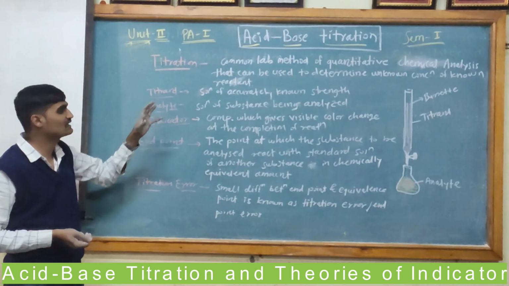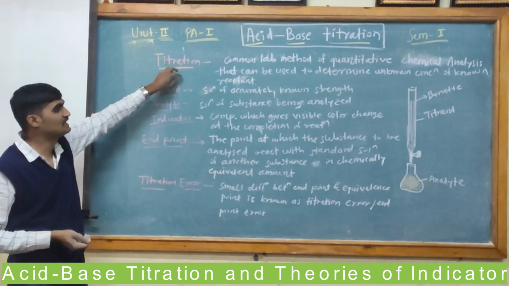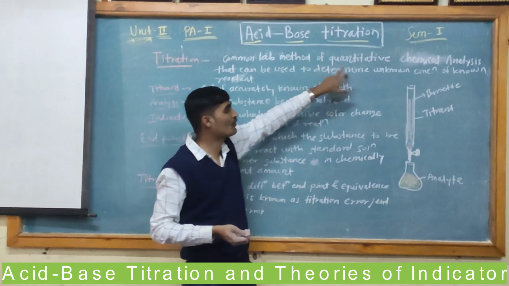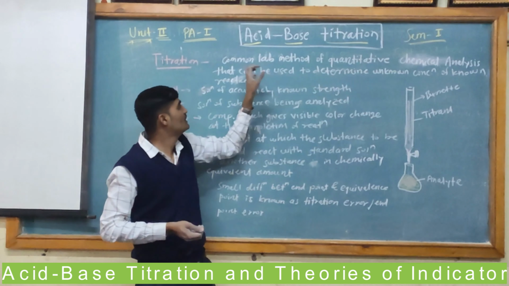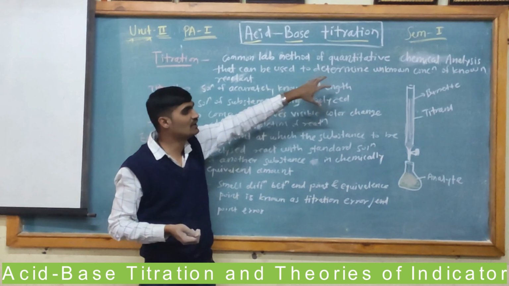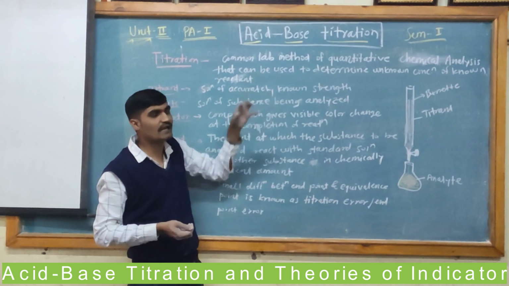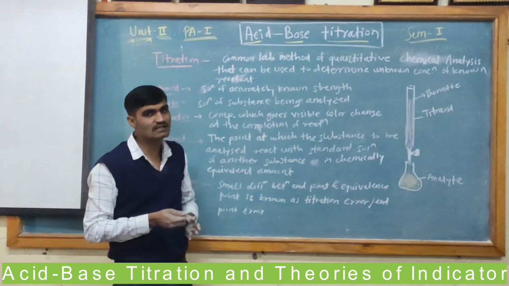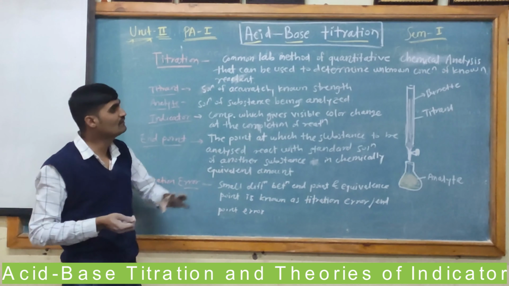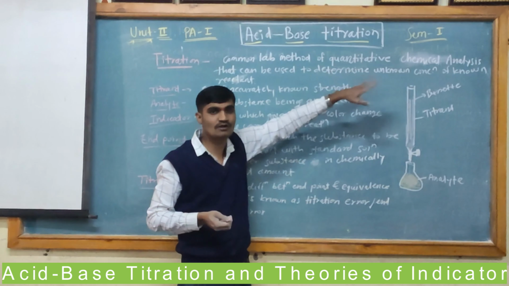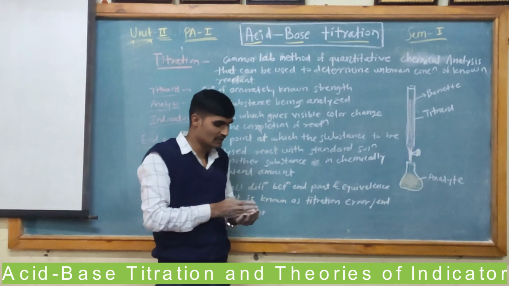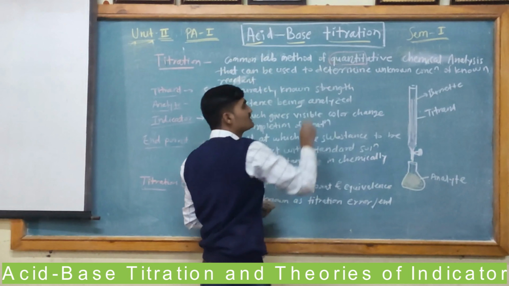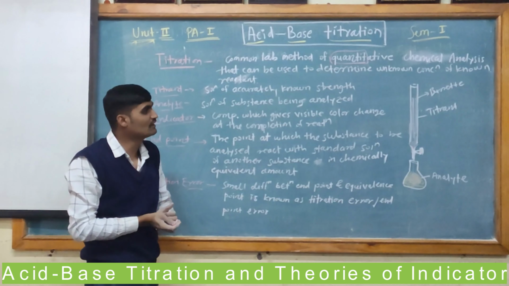So what are the concepts? First is titration. What do you mean by titration? It is a common method of quantitative chemical analysis. It can be used to determine the unknown concentration of a known reactant. Generally we use the same method at the lab level. It is a quantitative chemical analysis, so here we can find out the quantity of your substance.